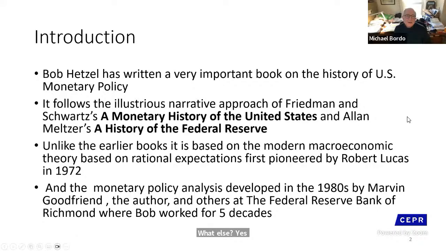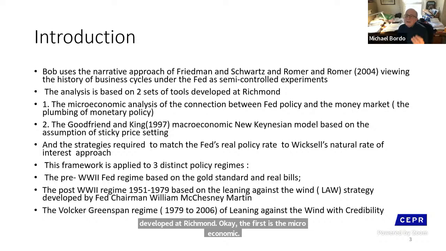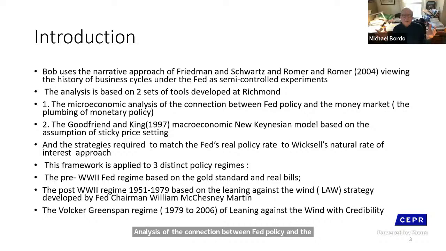So he uses the narrative approach of Friedman and Schwartz and Romer and Romer to view the history of business cycles under the Fed as semi-controlled experiments. As I said, the analysis is based on two sets of tools developed at Richmond. The first is the microeconomic analysis of the connection between Fed policy and the money market, which is often referred to as the plumbing of monetary policy. And secondly, the Goodfriend-King macroeconomic New Keynesian model of 1997, which is based on the assumption of sticky price setting. And as Bob said, the strategies required to make the Fed's real policy rate approach Wicksell's natural rate of interest. His framework applies to three distinct policy regimes.